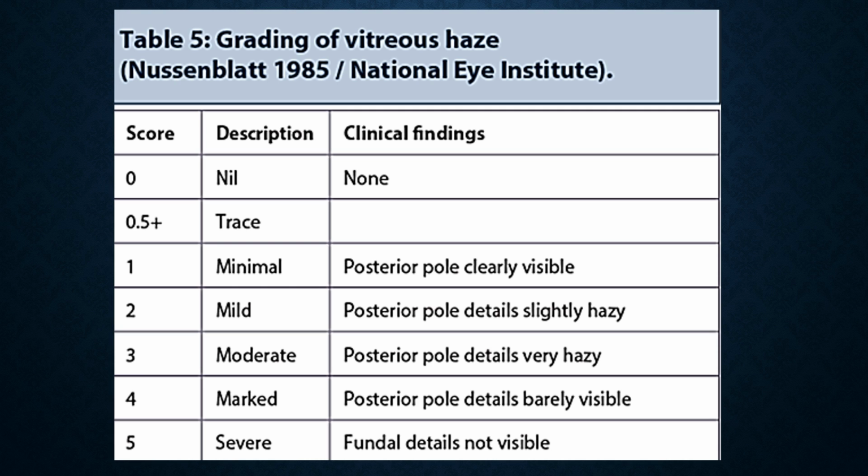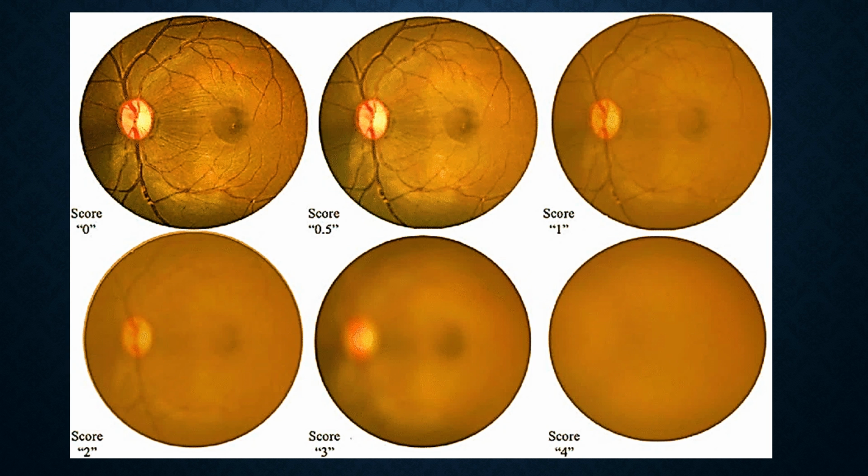Okay, so according to this Nussenblatt grading, we have vitreous haze graded as nil, trace, minimal, mild, moderate, marked, and severe. To see this with the help of the photographic representation given by the National Eye Institute, you can see that in the first picture, you're able to see these striations. These striations are basically of the nerve fiber layer. So if you're able to see the nerve fiber layer clearly, it means that there is no vitreous haze.